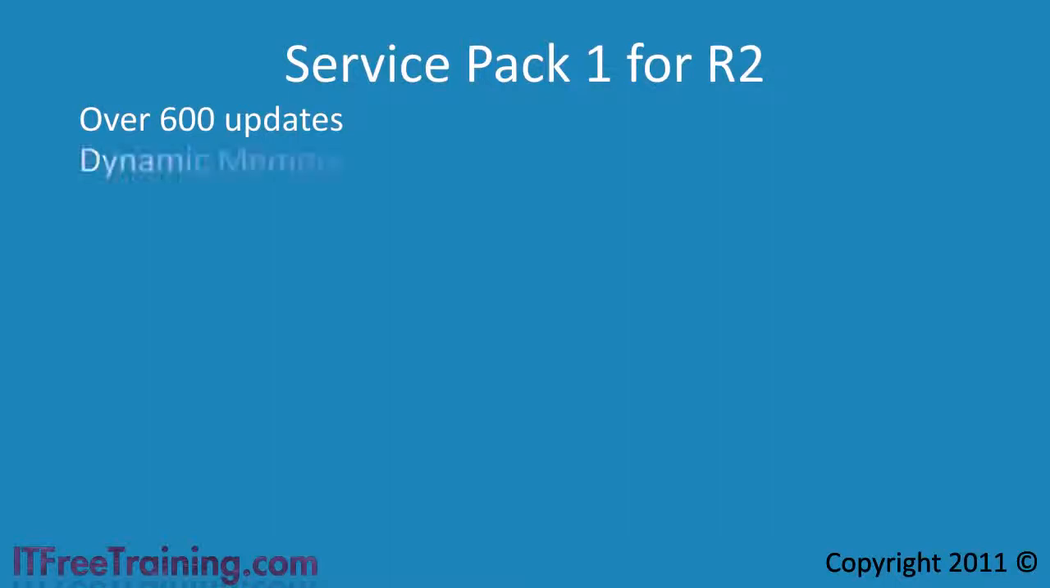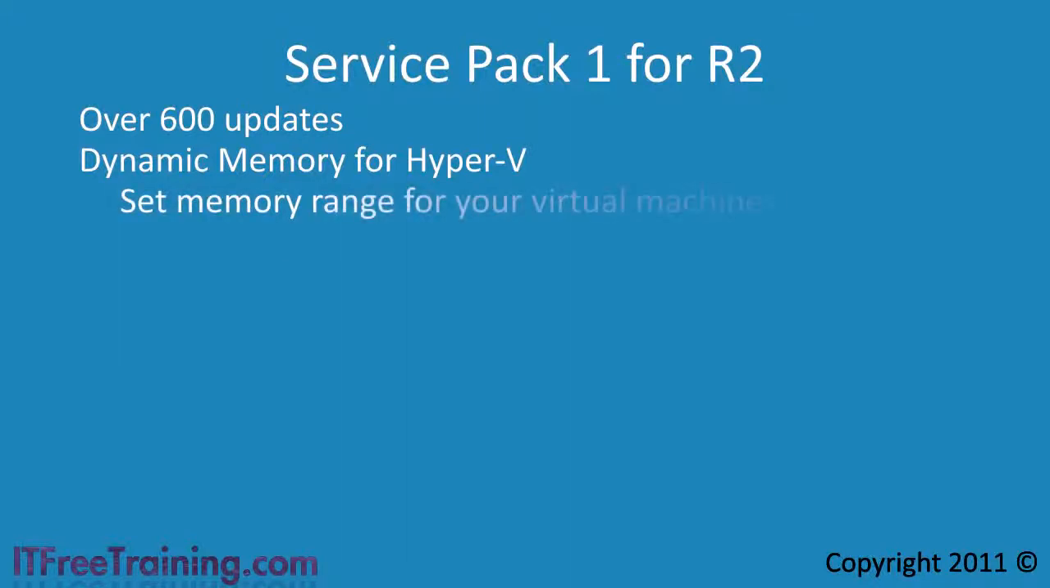First, there is Dynamic Memory, a new feature for Hyper-V. Dynamic Memory allows you to set a minimum and maximum memory range for your virtual machines. Hyper-V will then change this value based on the demand on the system. For example, if one computer needs more RAM, then more RAM will be allocated to that virtual machine and less to the other.